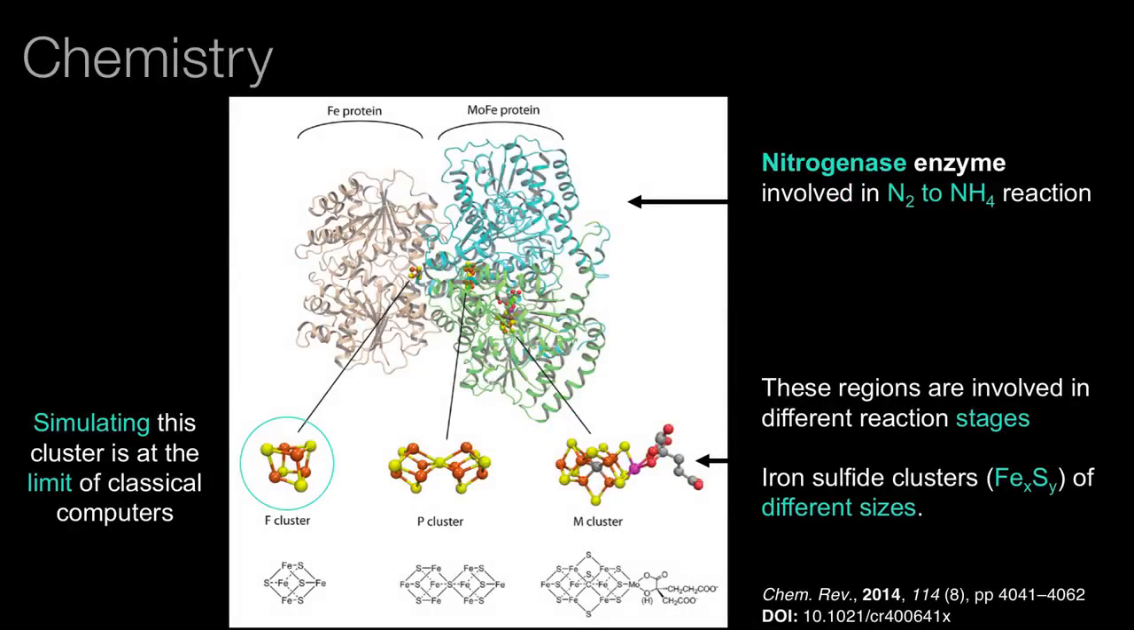Second example is chemistry. This is a picture of a nitrogenase enzyme. Anyone who's ever eaten food should care about this enzyme. It's an important catalyst for the creation of ammonia, which is an important component of food, fertilizer, pharmaceuticals, and many other things. So this is the enzyme. I've called out 3 molecules, iron sulfide clusters in this enzyme of different sizes. The one on the left is 4 iron atoms and 4 sulfur atoms.